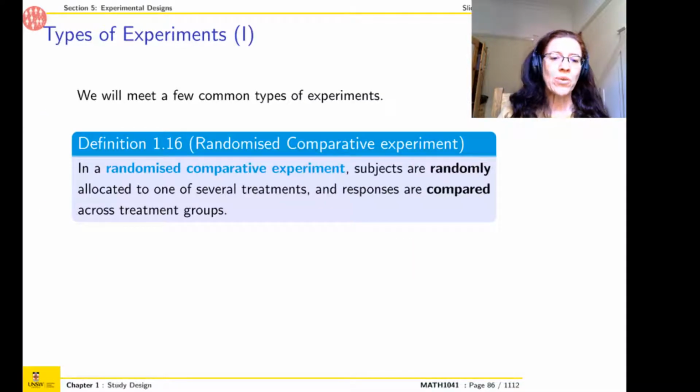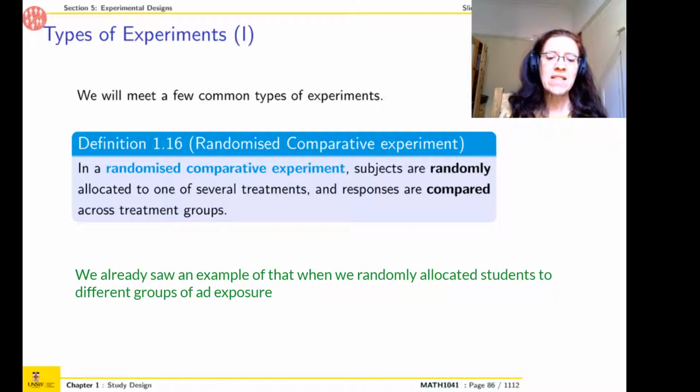Maybe the most well-known type of experiments are the randomized comparative experiments, and their name was well chosen. When you have a randomized comparative experiment, your subjects are randomly allocated to one or several treatments, so that's the random part, and the responses are compared across treatment groups. So we compare, and because we impose a treatment, it is an experiment. We've seen an example of that in the last section when we randomly allocated students to different groups of ad exposure.